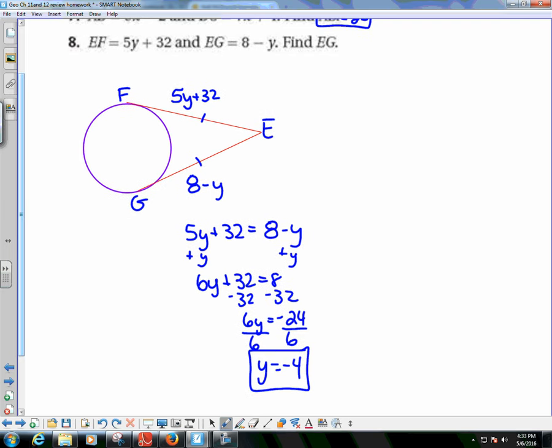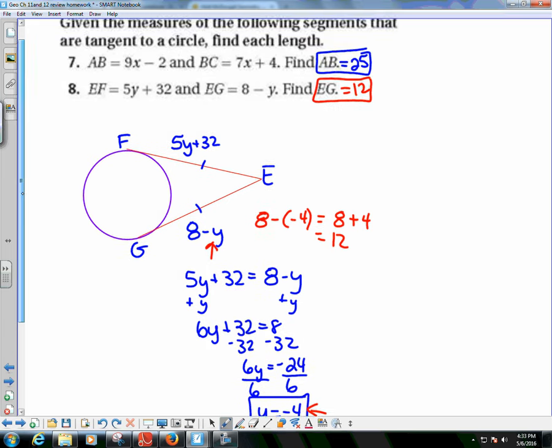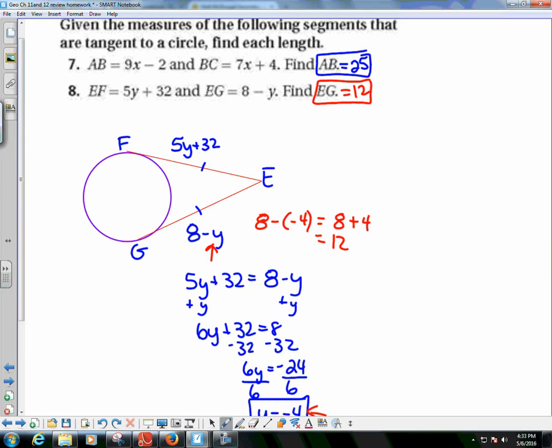So I'm going to take negative 4 and plug it in for that. So I have 8 minus negative 4. Well, that's the same as 8 plus 4. Therefore, EG is 12. So our final answers: AB is 25 and EG equals 12.